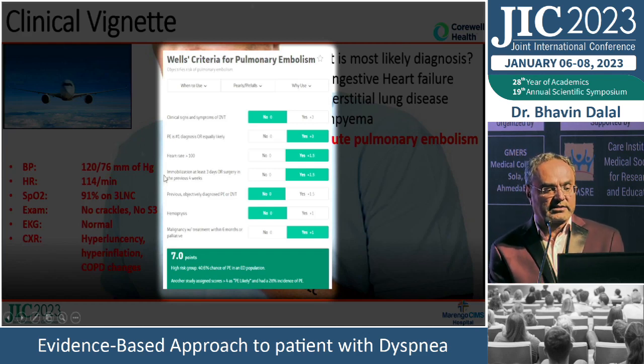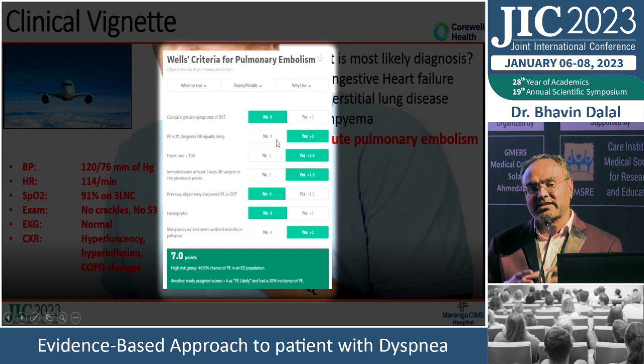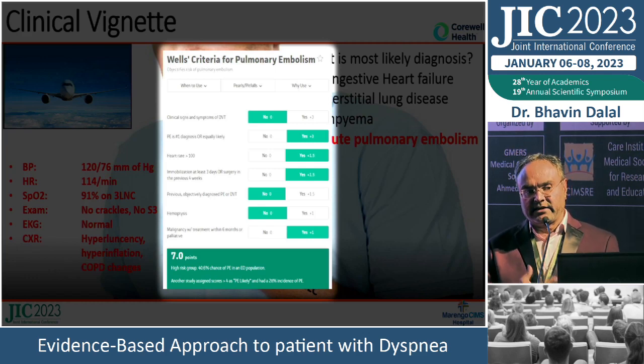So if we apply the Wells score, the clinical signs and symptoms of DVT in this patient, no. The PE is the number one likely diagnosis, and this is the most catchy part. That's why I wanted to show you this one. Why we think the PE is the most likely diagnosis: the patient is hypoxic, with acute chest pain and acute shortness of breath. The chest X-ray is normal. I think that is one of the key features. It won't explain the hypoxia. That's why I gave you a normal or hyperlucent chest X-ray.